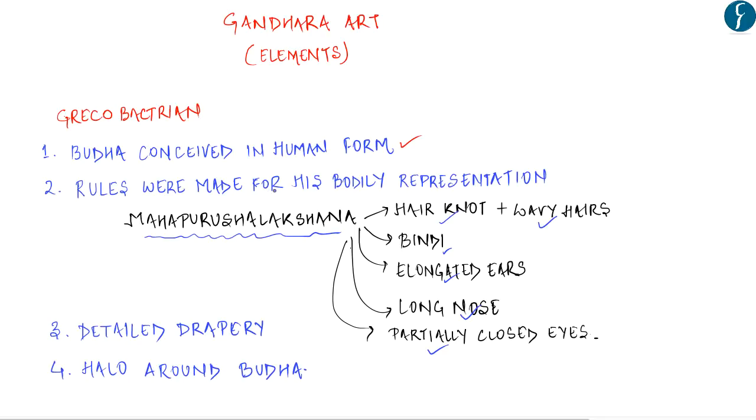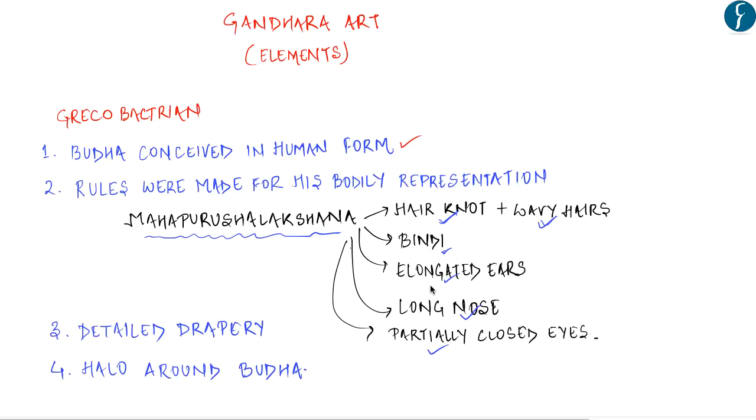Now, the rules were laid down, and the characteristic features associated with the bodily representation of Buddha were mentioned in Mahapurush Lakshan, that means traits of a great person, in which the rules were made for anatomical representation or presentation of Buddha idol, in which it was stated that Buddha idol must have a hair knot as well as wavy hairs. He should have a bindi between two eyebrows.